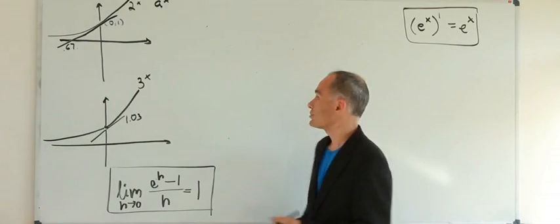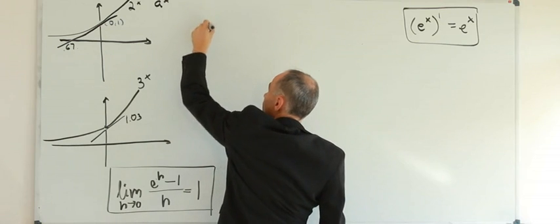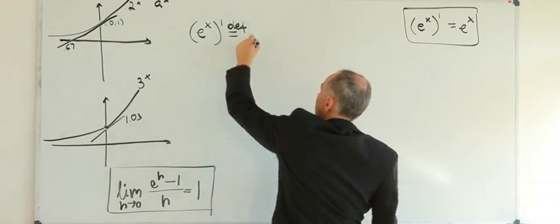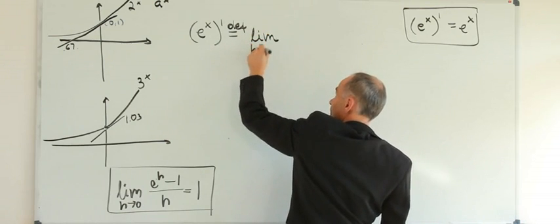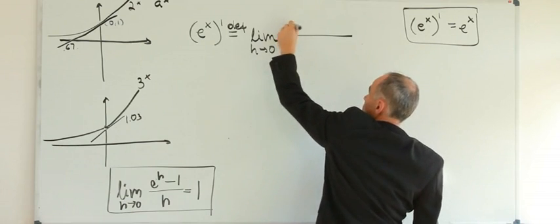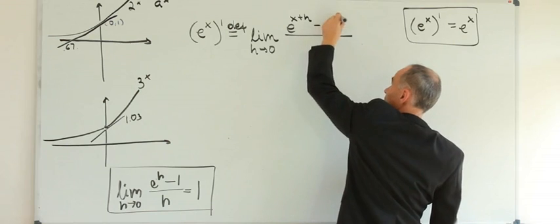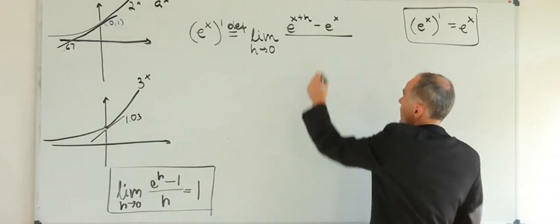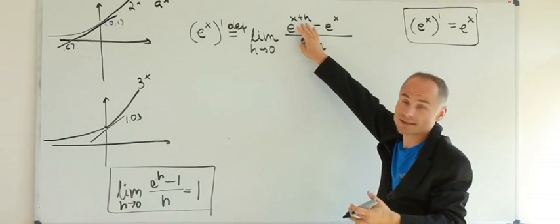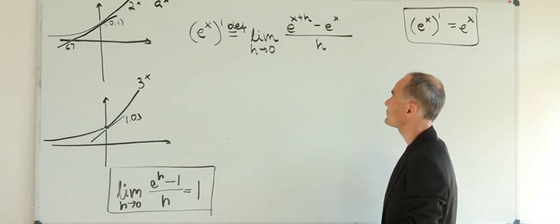Okay, so how do we prove this? Well, again, we will use the definition. So the derivative of e to the x by definition of the derivative is equal to the limit as h goes to 0 of e to the power x plus h minus e to the power x divided by h. E to the power x plus h is f of x plus h. E to the x is f of x, right? So I'm just applying the definition of the derivative here.